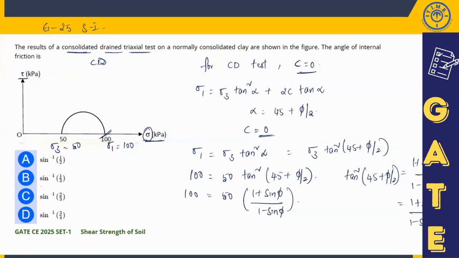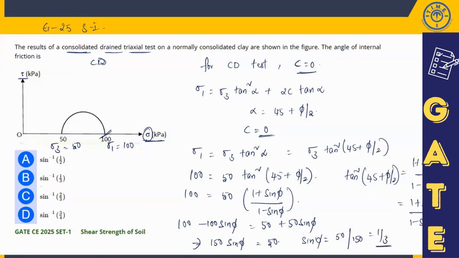From this, my dear students, if I take the 1 minus sine phi to the left side, that gives 100 minus 100 sine phi is equal to 50 plus 50 sine phi. From this, I get 150 sine phi is equal to 50. Sine phi is equal to 50 by 150, that is 1 by 3. From this, phi equals sine inverse 1 by 3. Therefore, our option is option B.